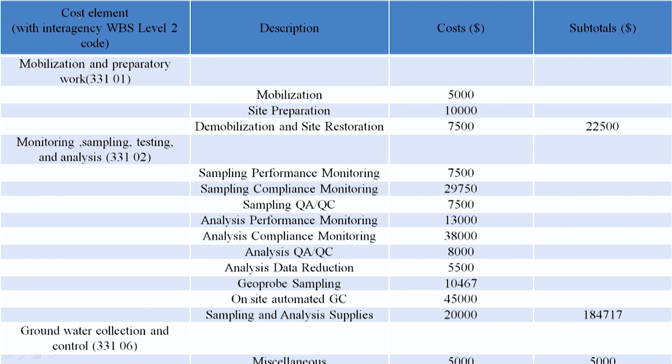So initially, again, cost element, description, cost and subtotal, right. So we are going to look at the initial phases, mobilization and preparatory work, right. So site preparation, a considerable amount, and demobilization and site restoration. So that is a fraction of the relevant aspects. So as we mentioned earlier, monitoring, sampling, testing and analysis will require considerable resources. So let us look at that.